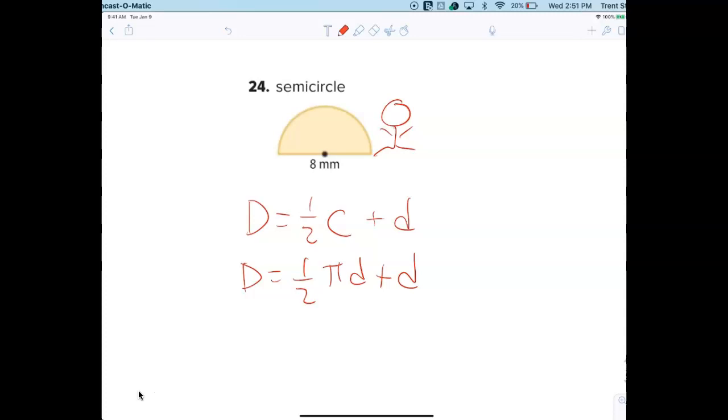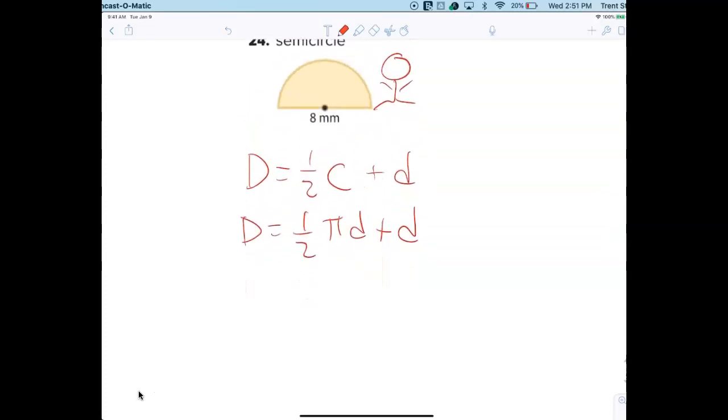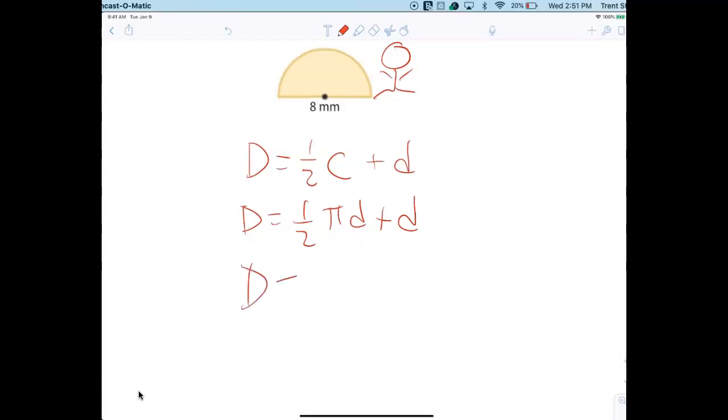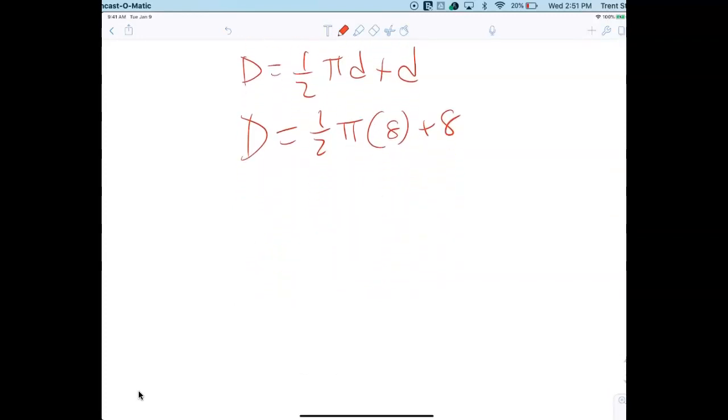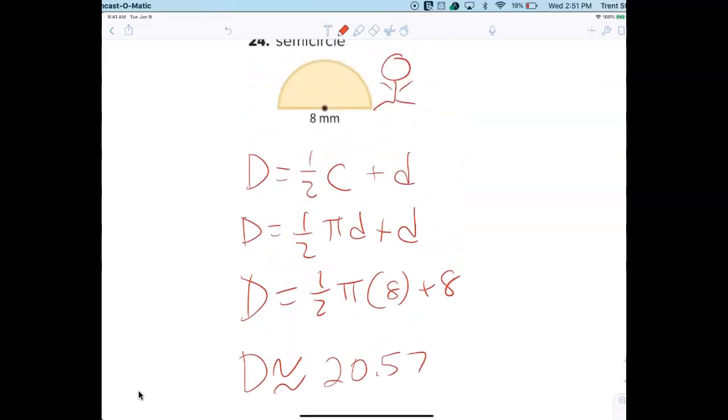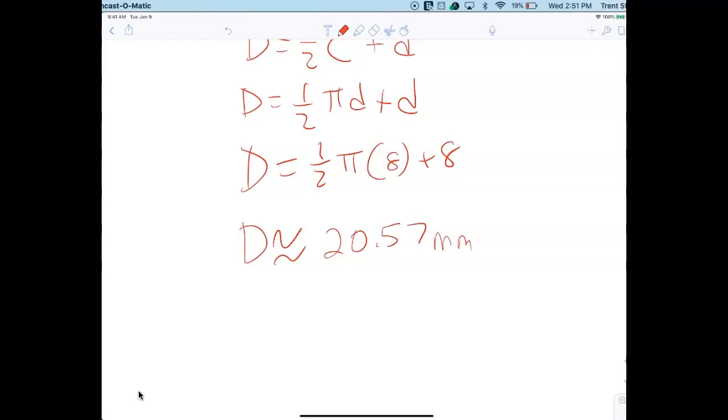Now, tell me what the diameter is. The diameter is 8. Right, so d equals 1/2 pi times 8 plus 8. Now plug that into your calculator. It will do the order of operations for you. So the distance around, I'm waiting up here. Approximately 20.57 millimeters. Anybody else get that? Is that about right?